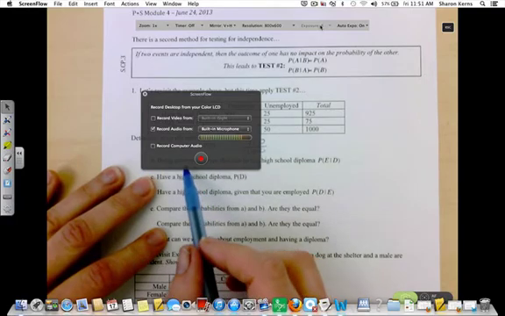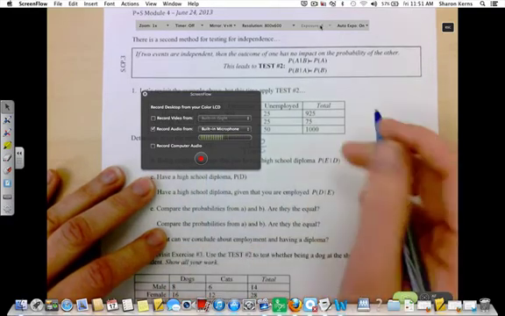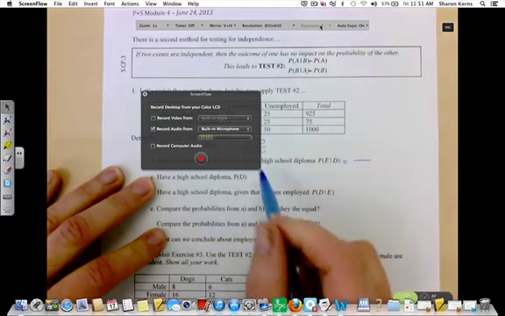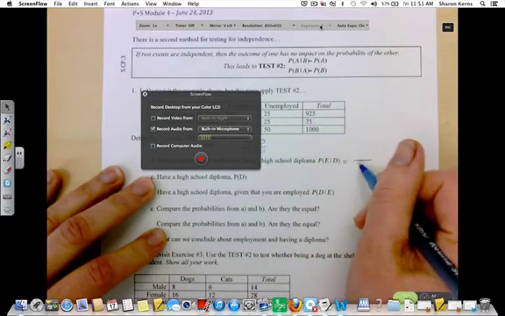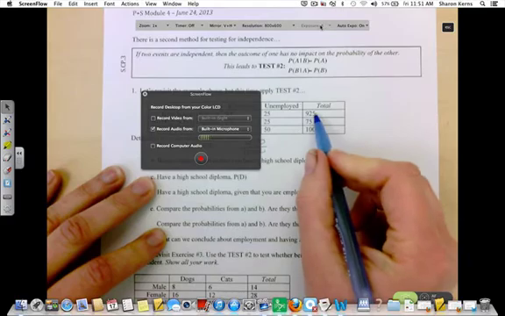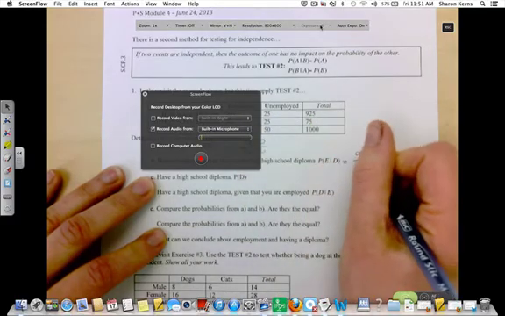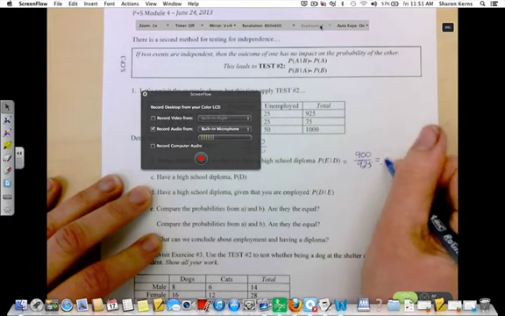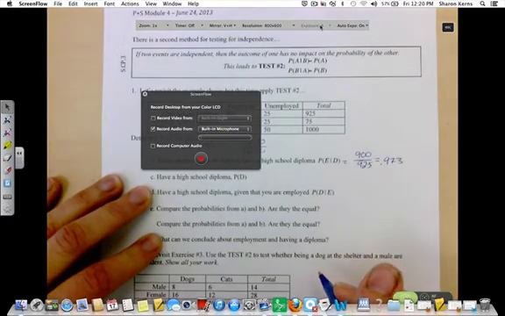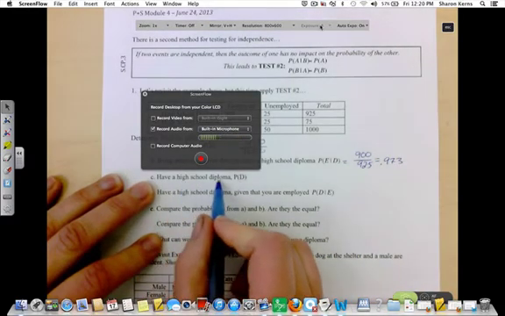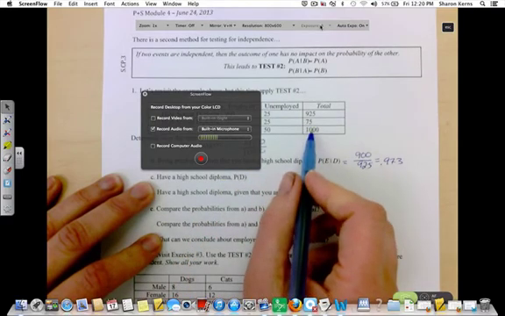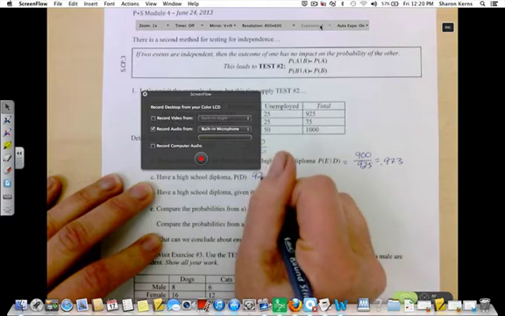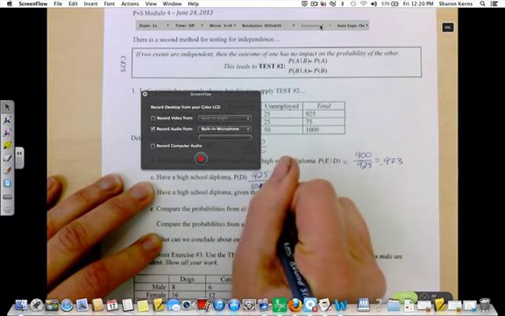But now the conditional probability, what's the probability of being employed given that you have a high school diploma? So given that you have a high school diploma is 925, and out of the 925, 900 of them were employed. As a decimal, this is 0.973. What's the probability of having a high school diploma? So out of 1,000, the diploma was 925, or 0.925.